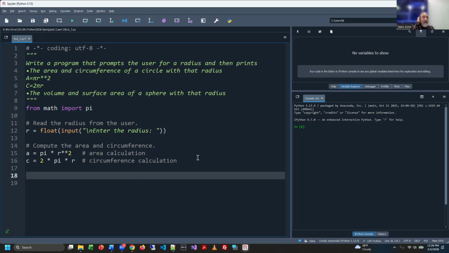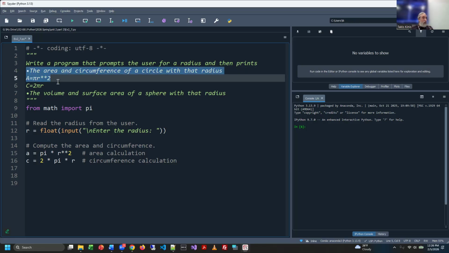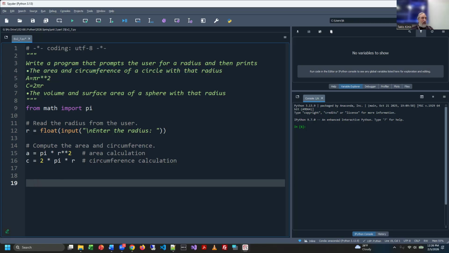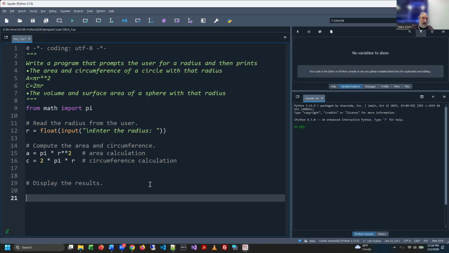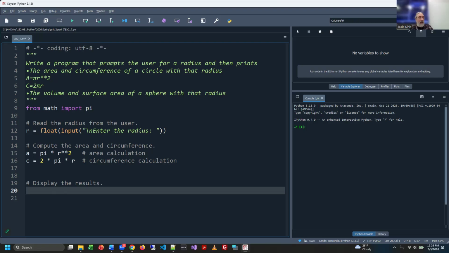All right, so that gives us bullet number 1. Okay, I know there's a bullet number 2, but even in the interim, we could come down here and start displaying the results. So we could start doing our output and just test the first 2 formulas. We don't have to do all of it at once.